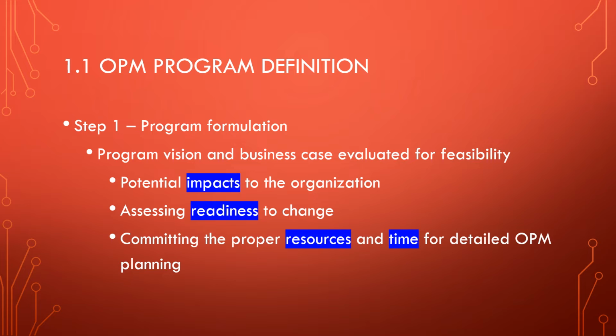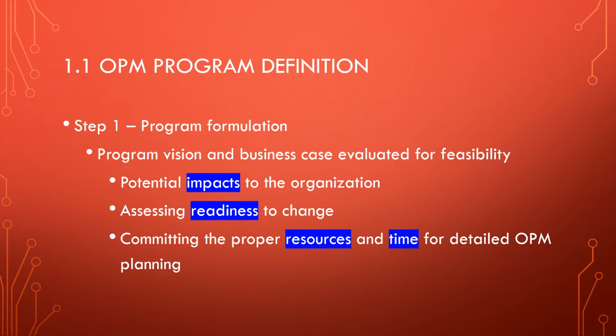So organization project management program, you have to define that. OPM initiative, yesterday we talked about that. Program management is the best way of implementing the OPM initiative. So for that you need to create a program, you need to formulate your program, you need to have program vision and business case evaluated for feasibility. The feasibility check in terms of potential impacts to the organization. You have to check what is going to be the impact if I implement this OPM. If the program is going to be successful, what is going to be the potential impact? Improvement in the customer satisfaction or higher profitability, improvement in the market share, right?